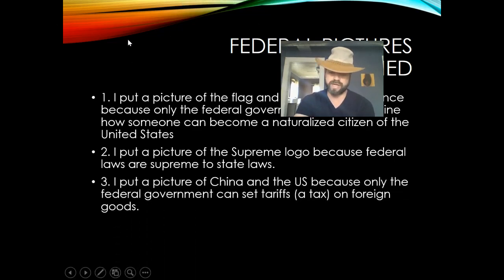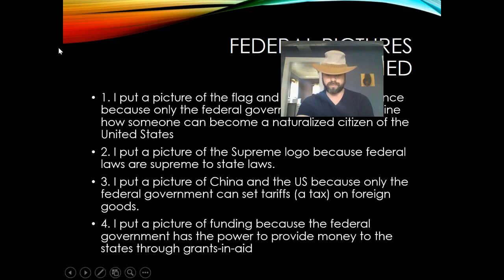I put a picture of China and the U.S. because only the federal government can set tariffs on foreign goods. You saw that picture kind of divided the United States and China. That's kind of showing how tariffs can divide economies. So I put that on. In my 4th picture, I put a picture of funding because the federal government has the power to provide money to the states through grants and aid, which you learned about through the crash course video on Monday. Okay, so that's the federal slides.